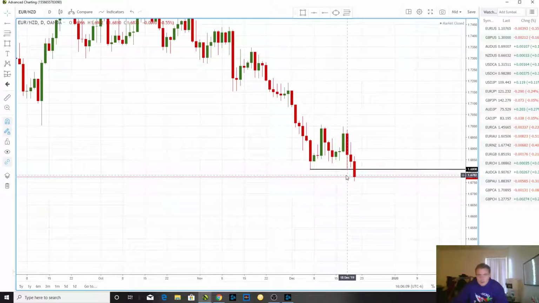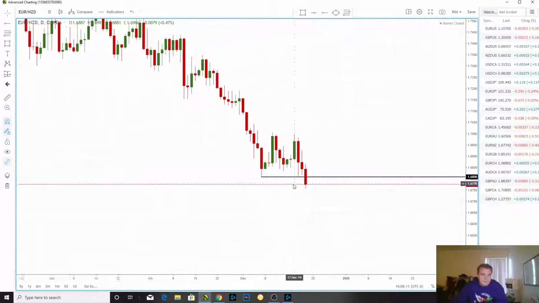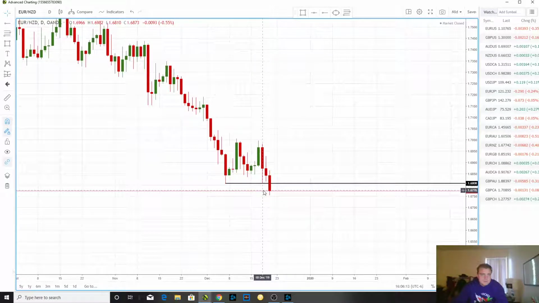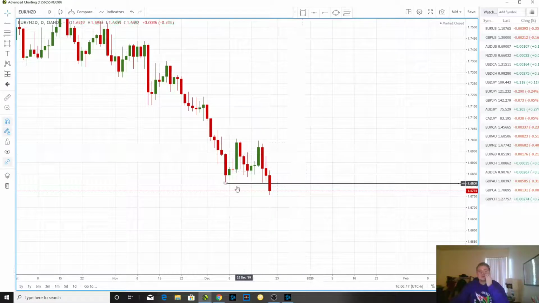608. What's the low? So 608 is lower than 610. Okay, so this is a good zone.